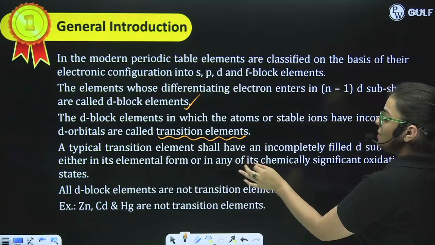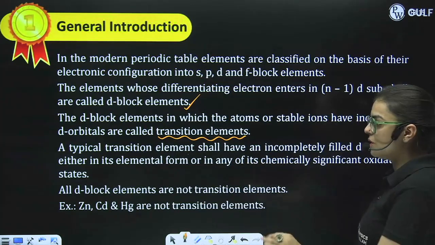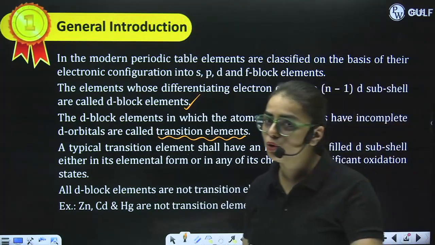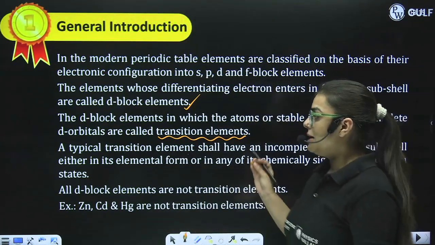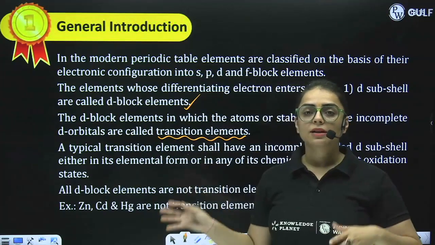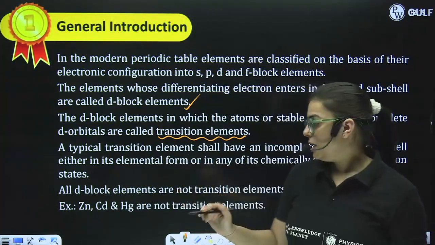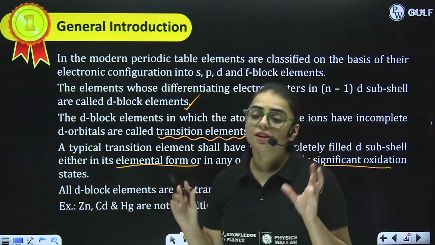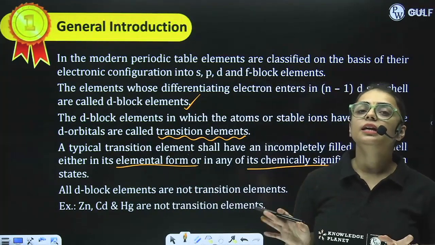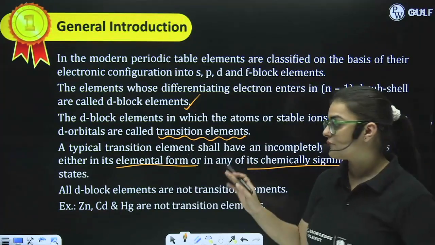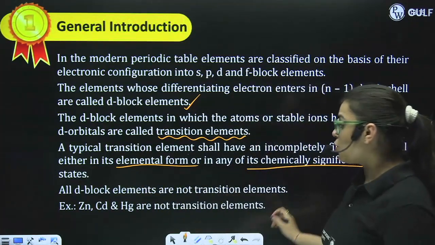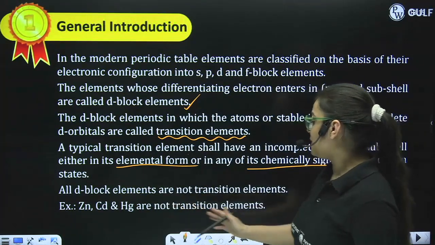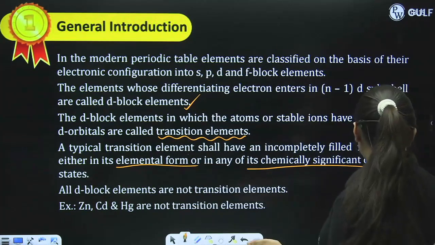A typical transition element shall have an incompletely filled d subshell either in their elemental state or in their chemically significant oxidation state. I told you this already, that either in their elemental state, their combined state, or in their commonly oxidized state. If they have incomplete d configuration, that means partially filled, they are transition ones. All the d block elements are not transition elements, but transition elements are d block elements. So zinc, cadmium and mercury are not the transition elements. Let's move on to the next part.